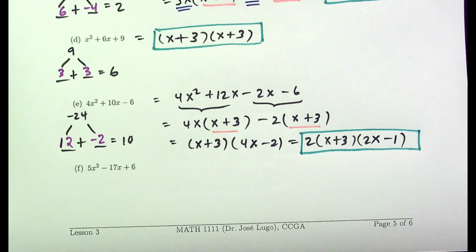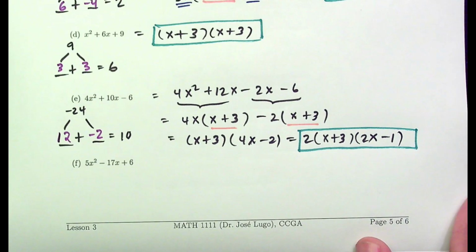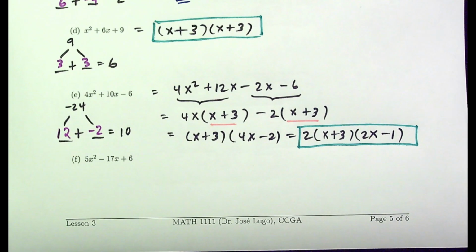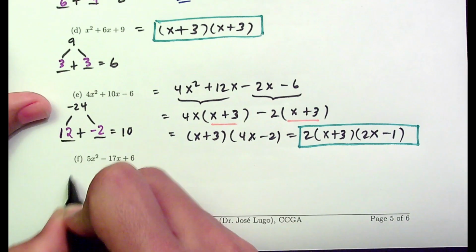All right, so again, reminder, GCF first, and it's going to make your life easier. Okay, the very last one. The GCF of that one is 1 because 5 and 17 and 6 don't have anything in common. So the GCF is 1. Good. Then multiply 5 times 6 and you're going to get 30.